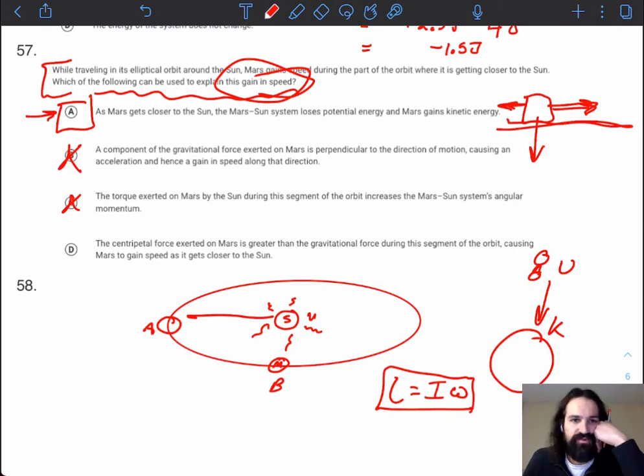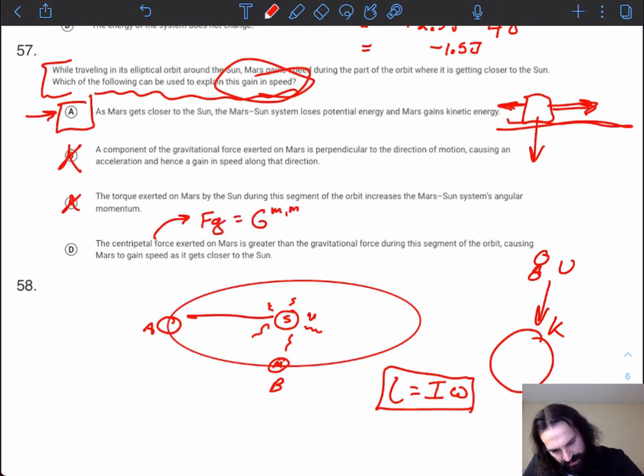And D, the centripetal force exerted on Mars is greater than the gravitational force during the segment of orbit, causing Mars to gain speed as it gets closer. Centripetal force, well, that's Fg, which is equal to G m1 m2 over r squared, gets greater.